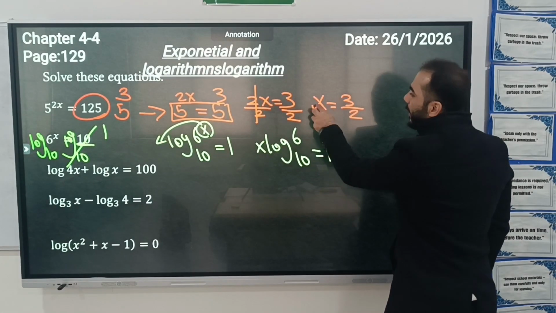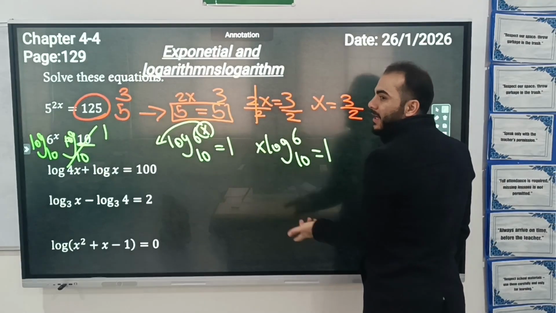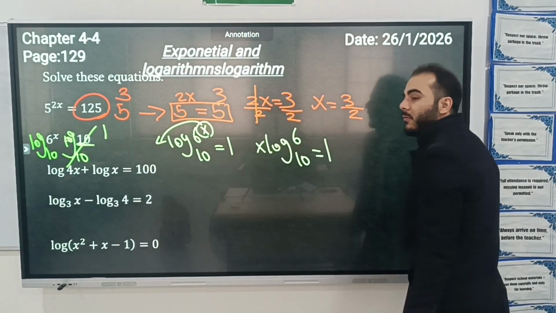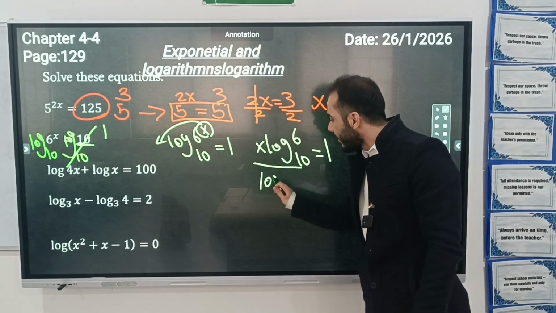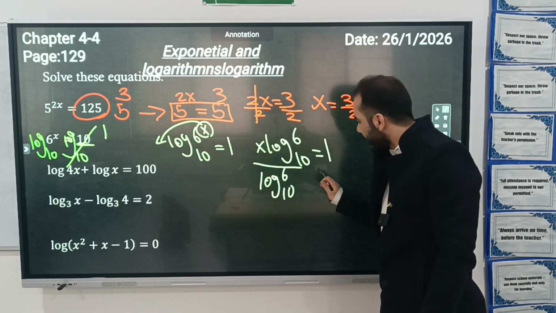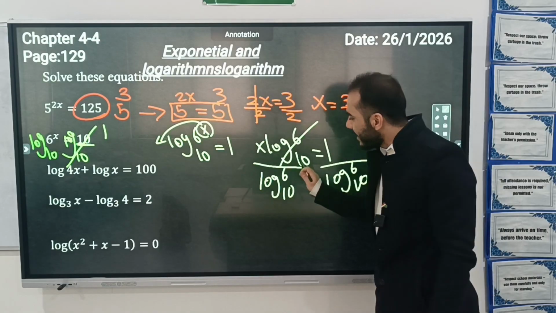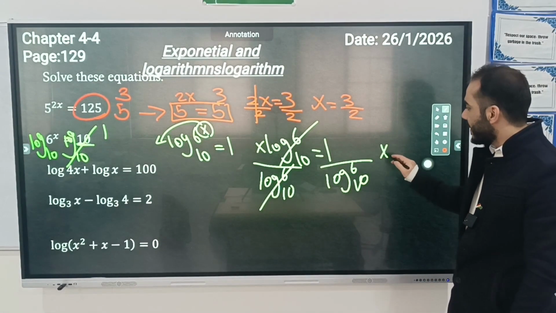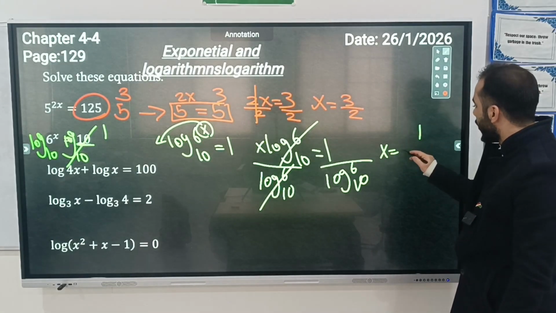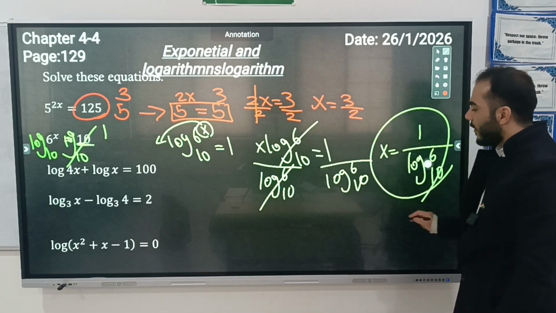What did we do here? Whatever is with x, we just divide both sides by that. What do I have with x right now? Log 6 base 10. So divide both sides by log 6 base 10. This is going to cancel here. What will remain? x equals 1 over log 6 base 10. That is the final result.